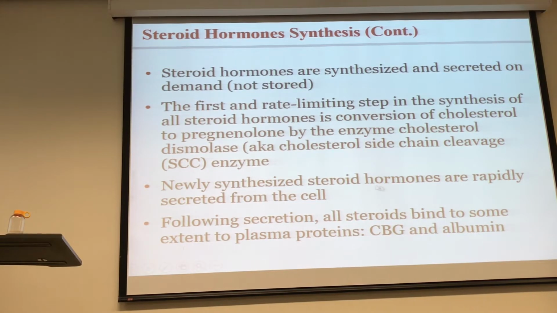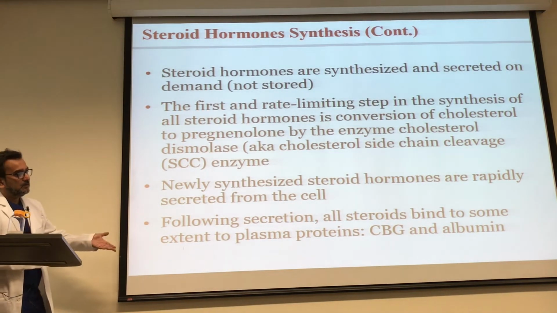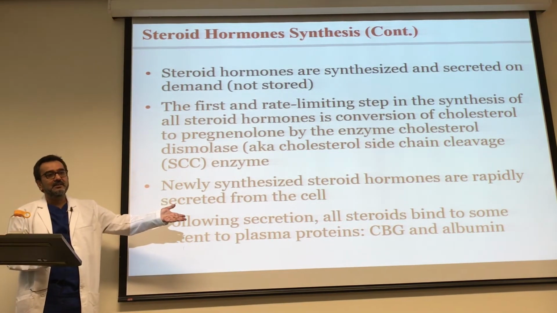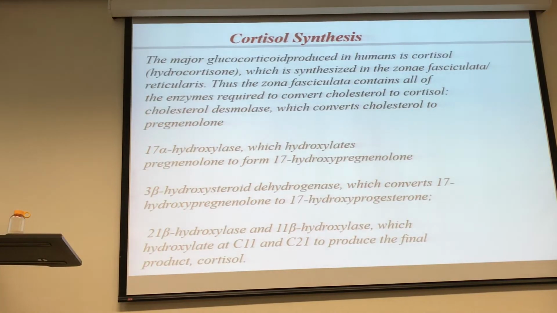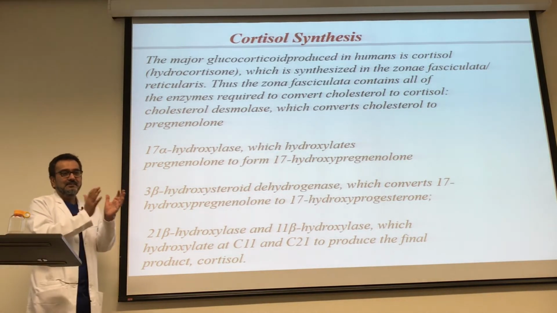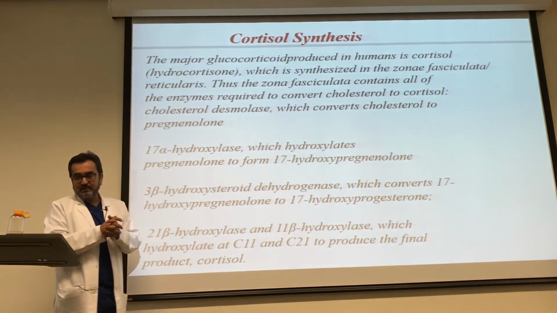Newly synthesized steroid hormones are rapidly secreted from the cell, and following the secretion, all steroid hormones are going to bind to plasma proteins. So they are going to bind to corticosteroid binding globulin and albumin. So let's look at the cortisol synthesis, then we are going to look at the mineralocorticoid synthesis, and then we are going to look at the androgen synthesis.